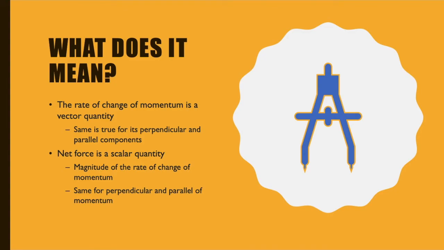So altogether, what does this mean when relating momentum and net force? We know that momentum is a vector quantity and net force is a scalar quantity. However, their connection is that net force is the magnitude of the rate of change of momentum. And the same is true for its perpendicular and parallel components for both rate of change of momentum and net force.